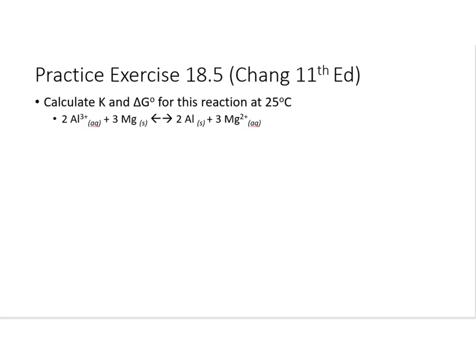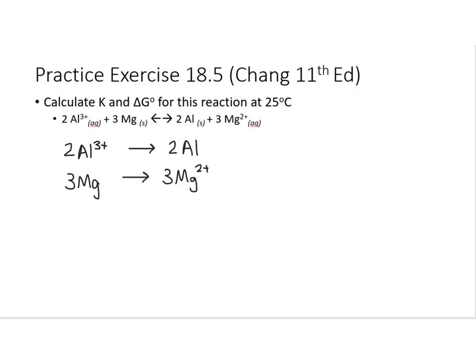But when you have a redox reaction like this, you can break that redox reaction into its half reactions, figure out the cell potential for the reaction based on those two half reactions. And once you have the standard cell potential, then you can figure out Gibbs free energy and K. So I'm going to take this and break it apart. We have the two half reactions: 2 aluminum ions go to 2 aluminum, and our other half reaction is solid magnesium goes to 3 magnesium ions.